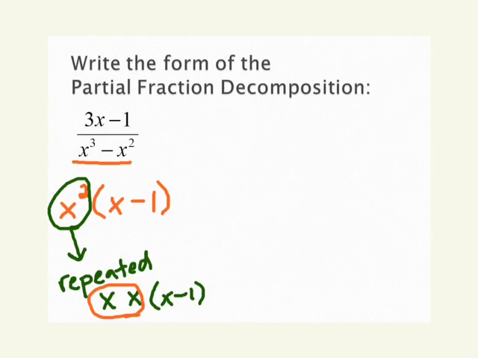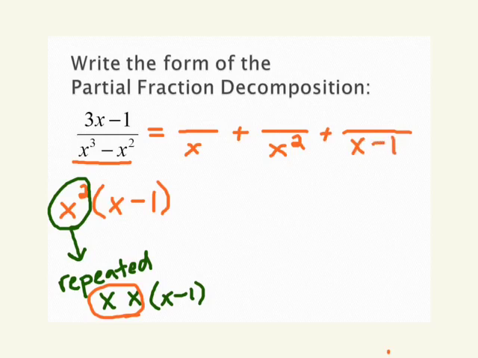So again, working with x squared as repeated, when I set up my partial fraction decomposition here, I'm actually going to have 3 fractions that will make up my partial fraction decomposition. I have x to the first and x squared. Since x is a repeated factor, I have to include every possible degree. So x and x squared, and then my last factor is x minus 1.